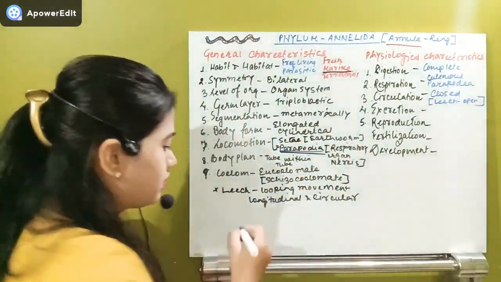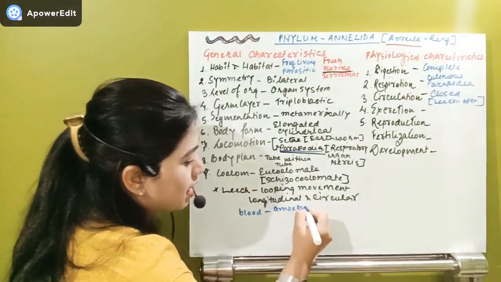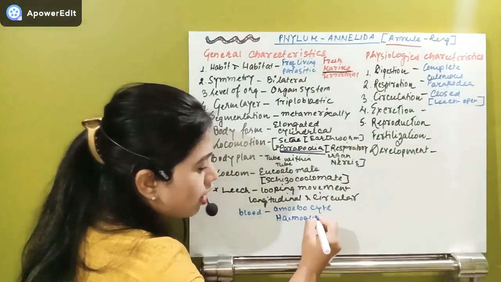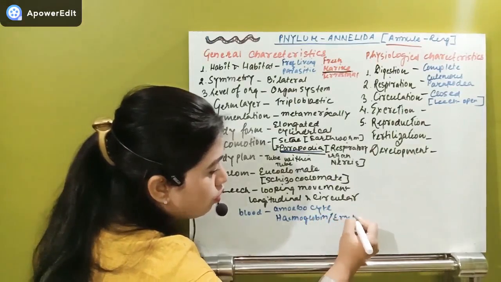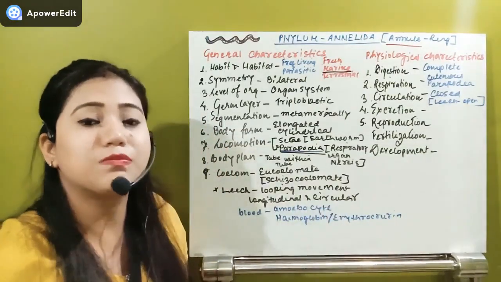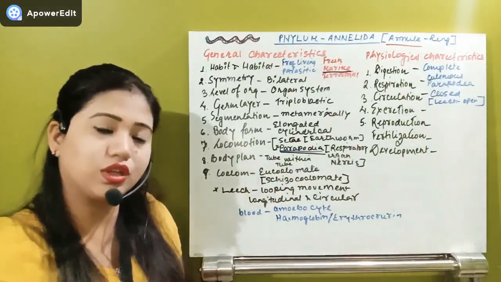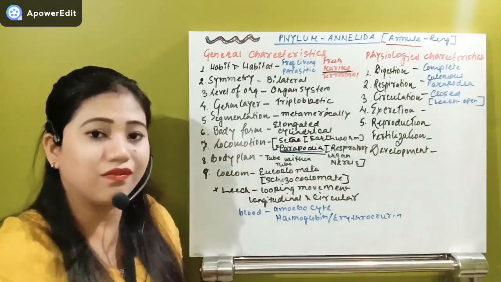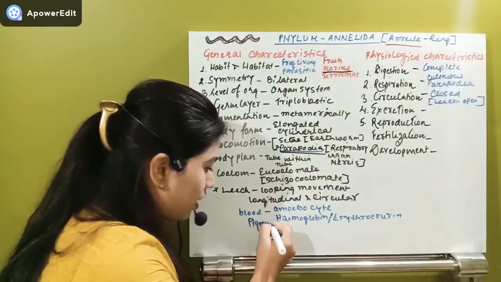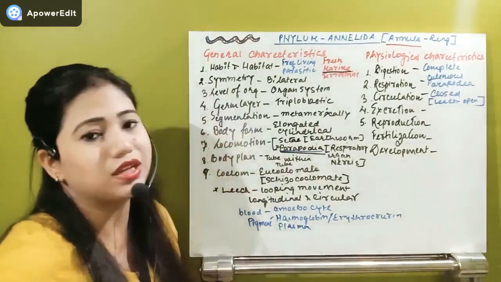They will have blood, and in that blood they will have a cell called amoebocyte. They will have a pigment that is hemoglobin, and you can also call it erythrocruorin. So erythrocruorin or hemoglobin, that pigment is present. Because of that, the color of the blood in the earthworm, if you see, is red. So in phylum Annelida, they are going to develop the respiratory pigment, and that pigment is hemoglobin. They will have the plasma where the amoebocytes are floating.